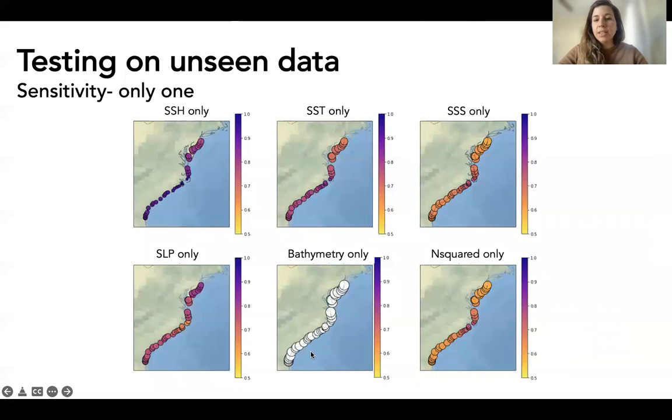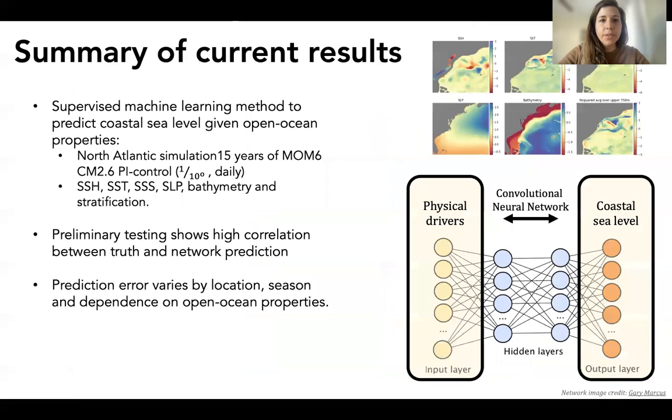Bathymetry alone is not enough to predict things on the timescales that we're looking at, because of course bathymetry doesn't vary on daily timescales. But it turns out that the error is smaller when we include bathymetry, so it may act more as an amplifier than as a driver. So all of these different angles are things that we are currently looking at to understand.